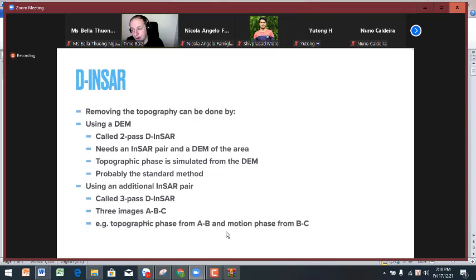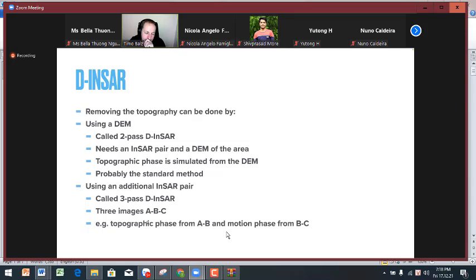The other method is we have three images, called three-pass. So we estimate their topographic phase from A and B, and then we remove it from the other image pair.